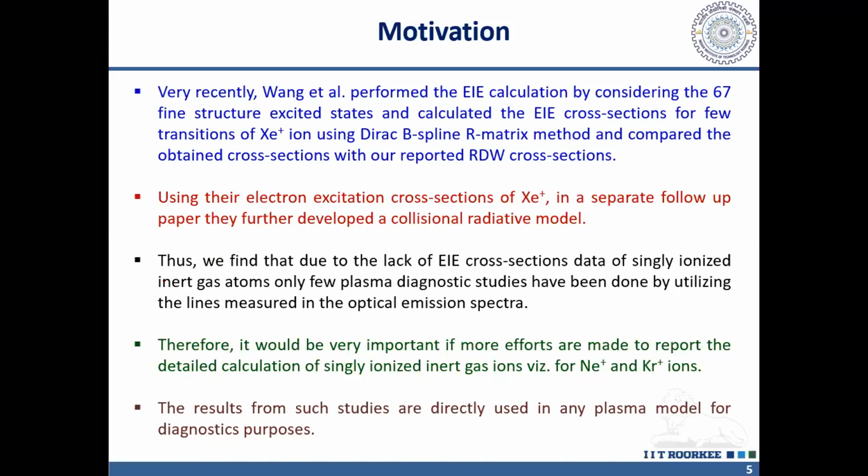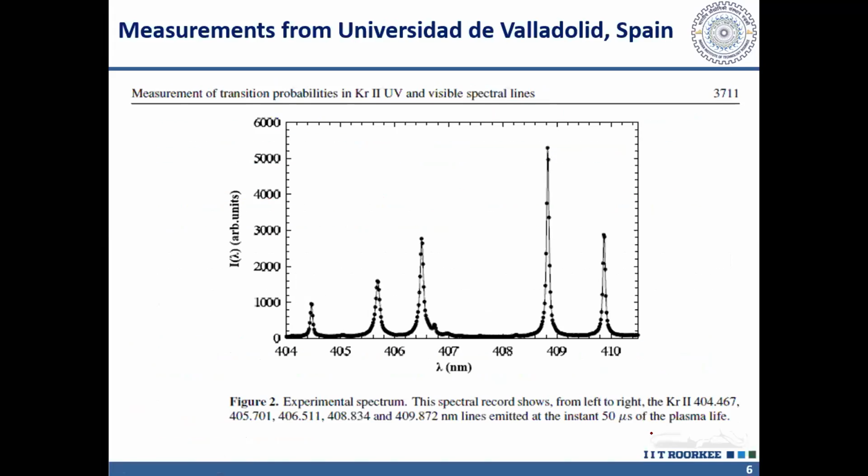So therefore we did the calculation for the krypton plus ion, and these cross sections can be directly used in any plasma model for diagnostic purposes. Recently, Mar et al. performed an experiment where they generated a krypton plasma, and in the spectral measurement of the krypton plasma they observed a few prominent emission lines of the krypton plus ion in this wavelength region. Now we will characterize this krypton plasma using these lines through a detailed collisional radiative model by calculating the electron impact excitation cross sections of the krypton plus ion.